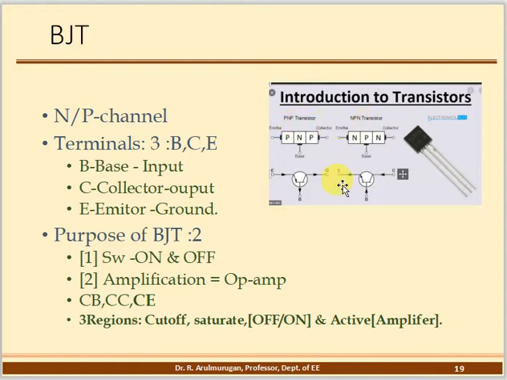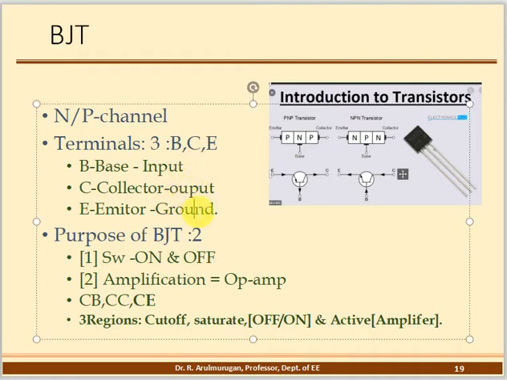Okay, this is the symbol of the transistors. N is in the middle here, and P is in the middle there. So N is the inward direction. In alphabetic order, first is N, input, and then output. There are three terminals: base, collector, emitter. Base is the input, collector is the output, and emitter is the ground. Based on that, the configurations come into the design.